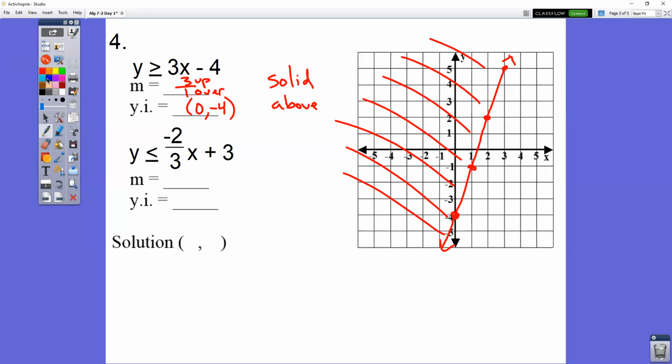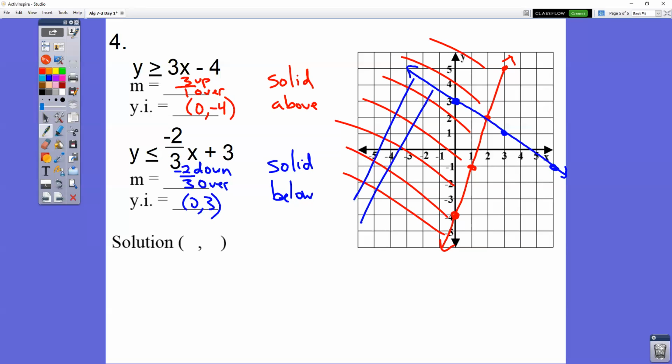For the second one, we are having our slope of -2/3. That really means down 2/3, down because of the negative. And we're starting off at 0, 3 this time. You see the picture of the solid line because of the or equal to, and we're shading below because it is less than. So starting off at 0, 3, we're going down 2/3, down 2/3. Connect them with a solid line. And we are shading below.